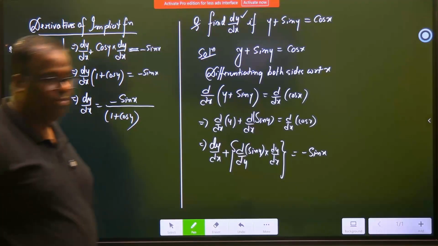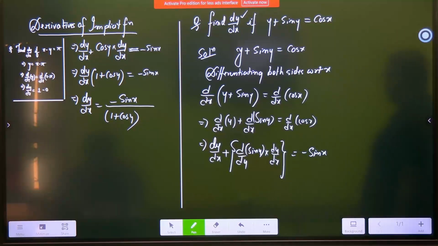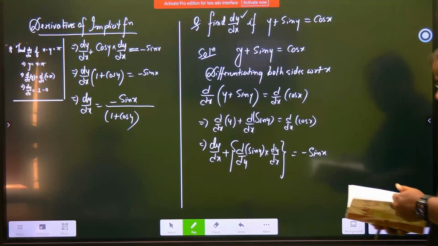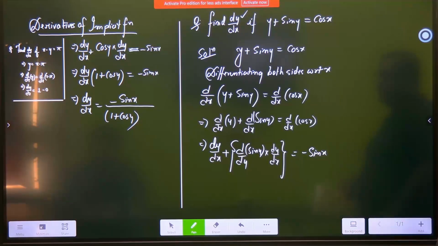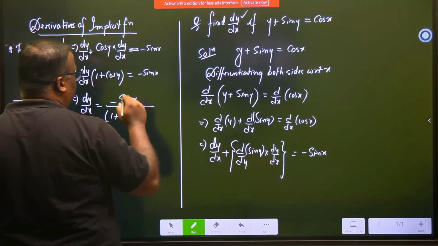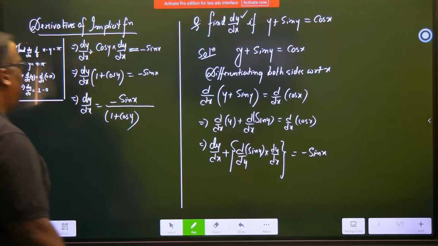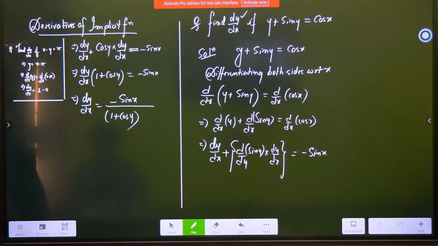Finally, you have to get a dy by dx. Just check whether you have understood or not. Now, in these questions, generally it is better you put a condition. What is the condition? We cannot have the denominator as 0.